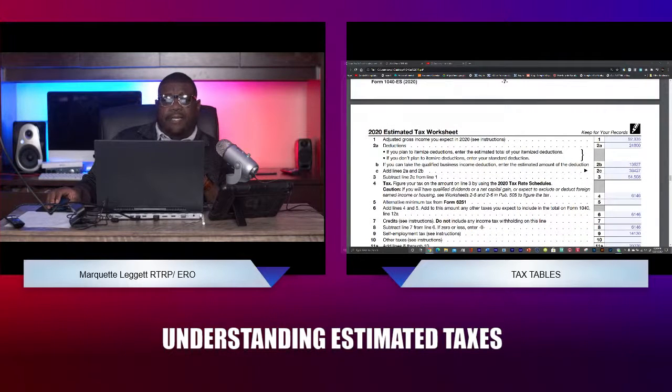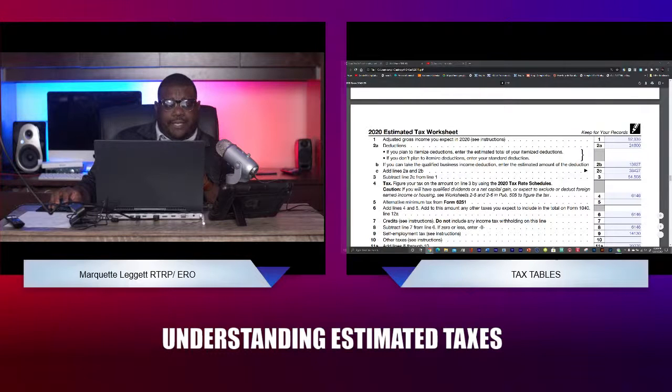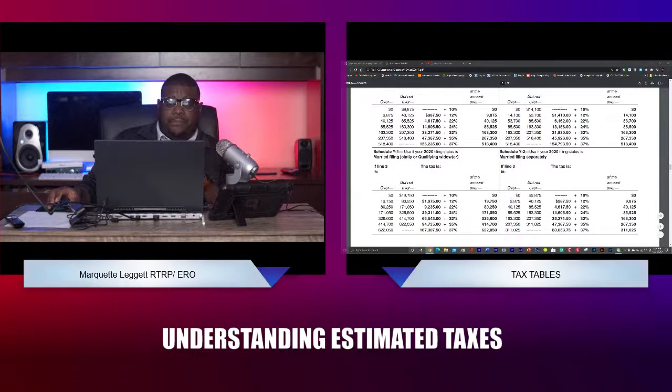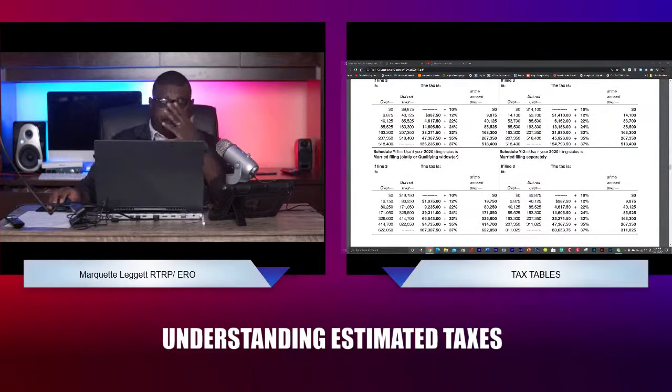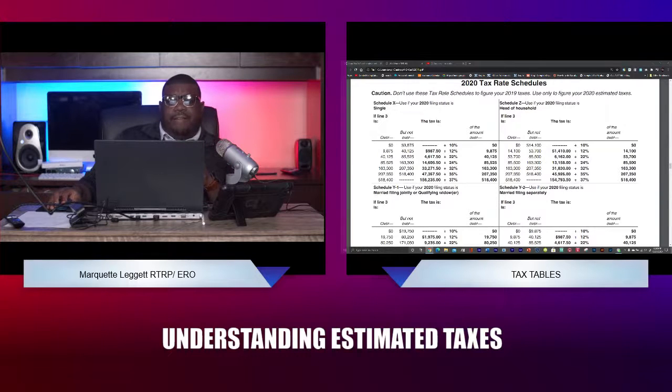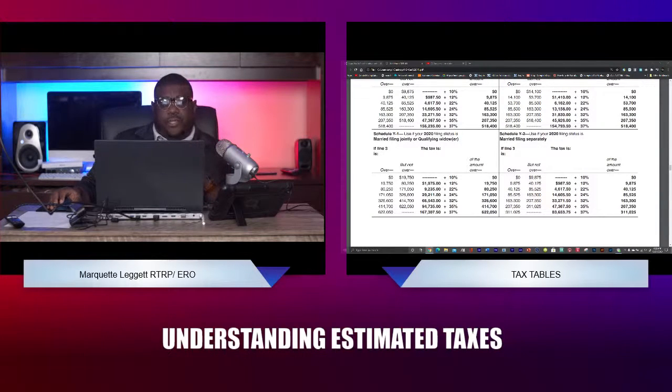Okay, so right here, figure your tax on the amount on line 3, like it says, by using the tax table. So what you have to do is come up here to the tax tables, right? You have to find out, we're using married filing jointly. So right here in married filing jointly, you find your tax bracket from the calculation. So 19,750 is the first bracket. So we passed that, so we're on the second bracket.